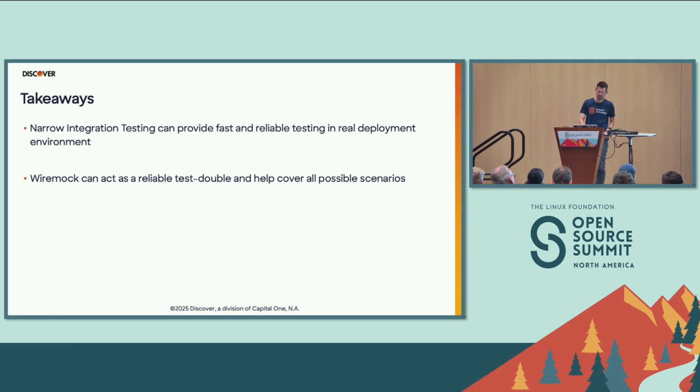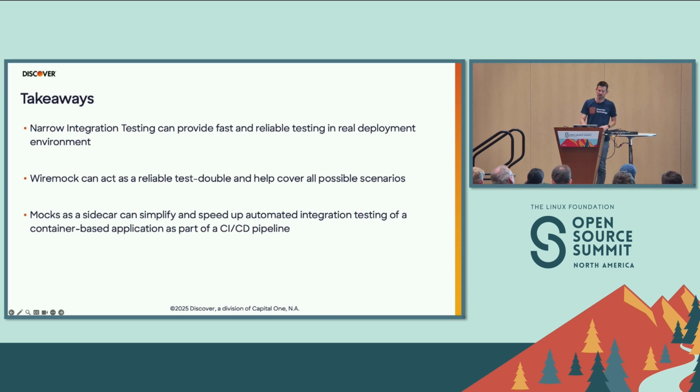test coverage for. And then lastly, using mocks as a sidecar can be a great way to speed up your automated integration testing and not have to be debugging test failures for was it my code or was it some downstream dependent service that is causing my test failure. And then, in a container-based application, having that be part of a sidecar makes it even easier to deploy that out and have that running in your pipeline.